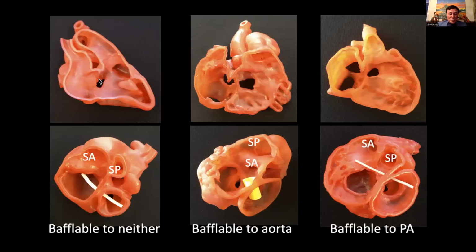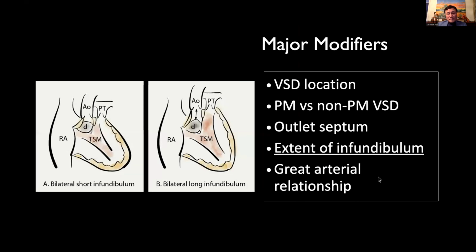Whether that remote VSD is baffleable to neither semilunar valve, or baffleable to the aortic valve, or baffleable to the pulmonary valve. So if an echocardiographer or MRI physician comes to you with a remote VSD, you always ask them whether, despite the rather long distance, it is baffleable to the aorta, baffleable to the pulmonary artery, or not baffleable at all. Okay.